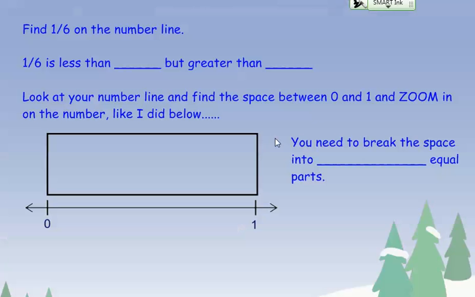Okay, so what I want you to do is I want you to see if you can find out where 1/6 is on the number line. So go ahead and work through that. Hit pause, and then when you're finished, hit play and see if it matches up with mine.